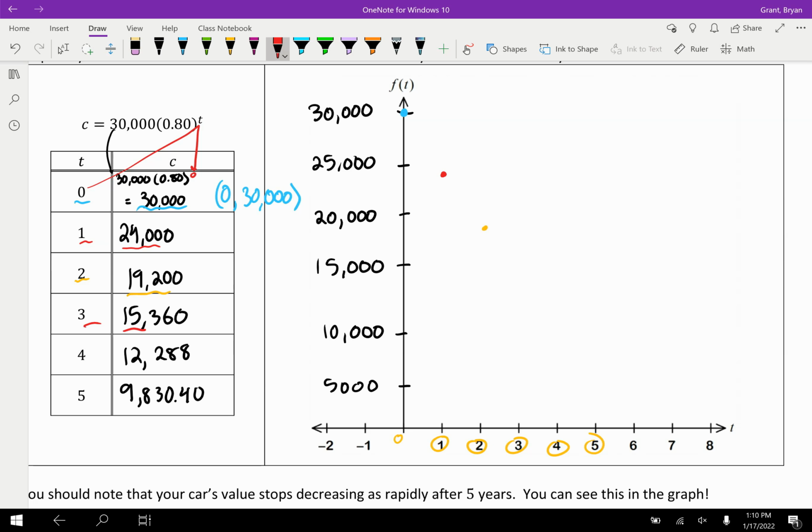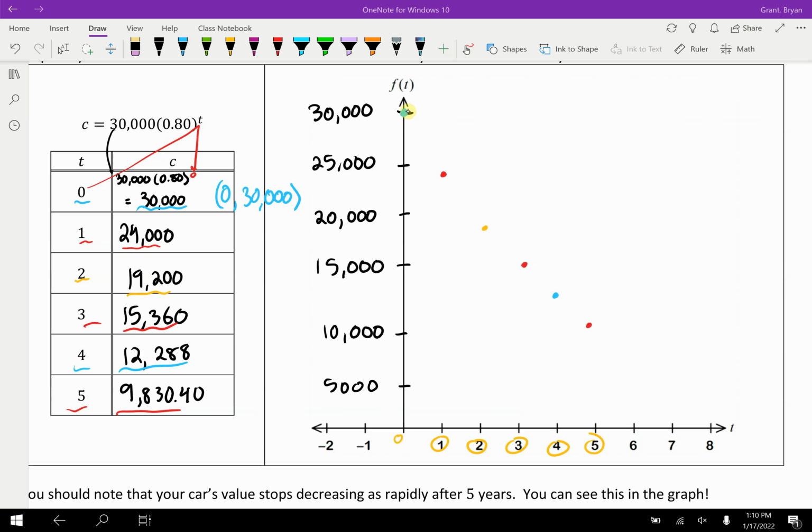Let's get our last couple points in. 3, comma 1530 is going to be right about at 15,000, isn't it? And then we have 4, comma 1228. That's right in the middle here. And then we finish off with 5, comma 9,800. That's pretty much 10,000. So we'll just go right here. So can you see that our spaces between consecutive points are decreasing? And it should decrease.